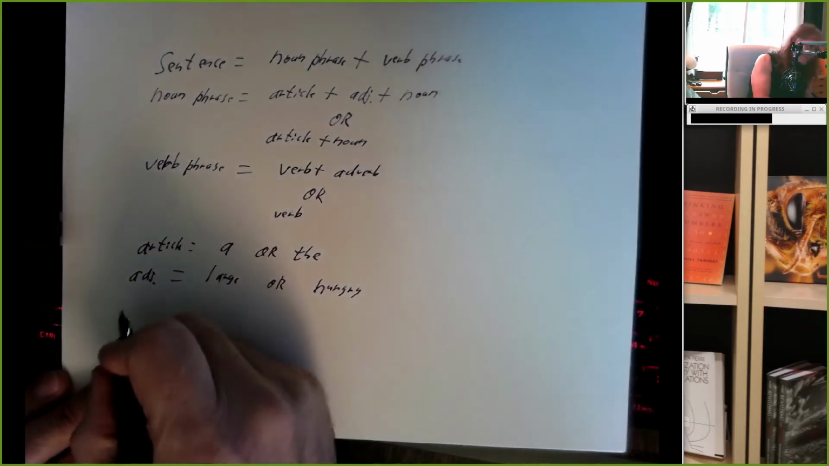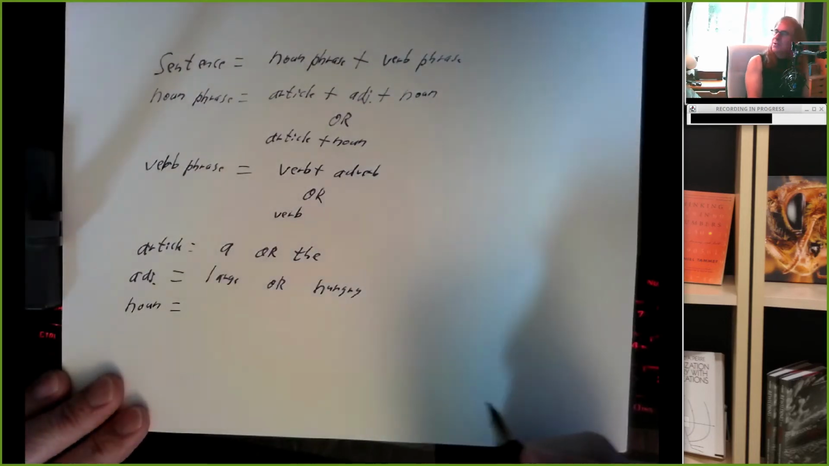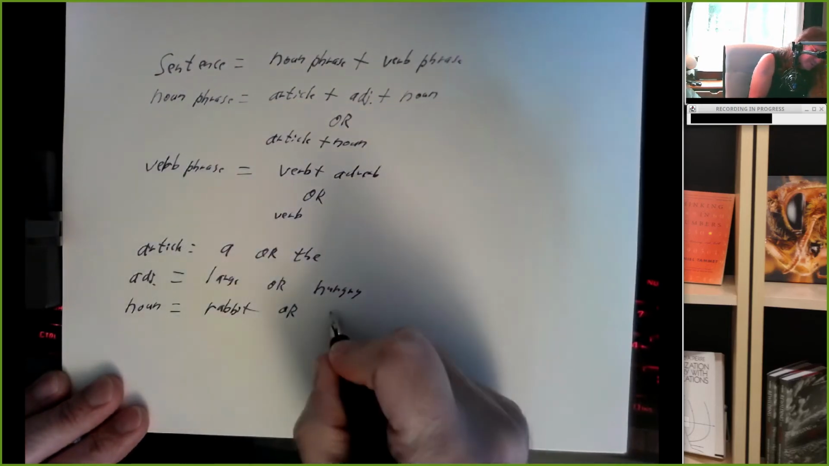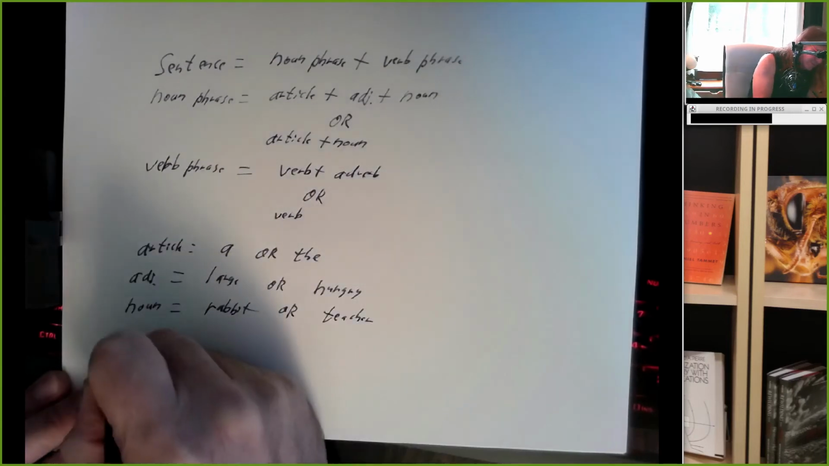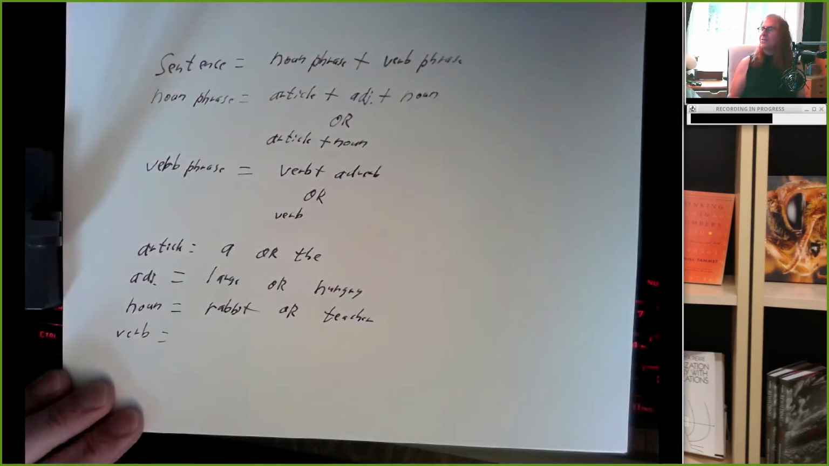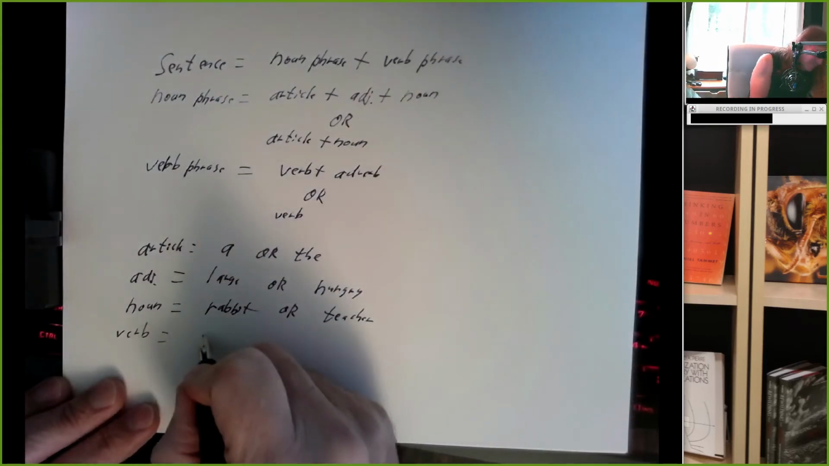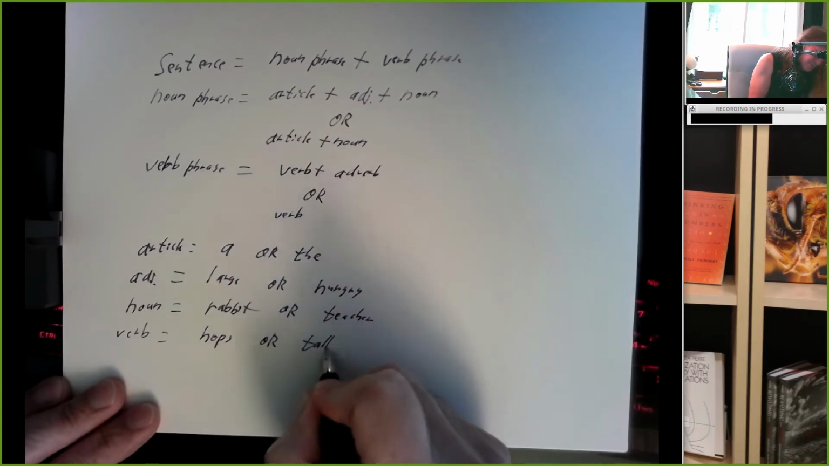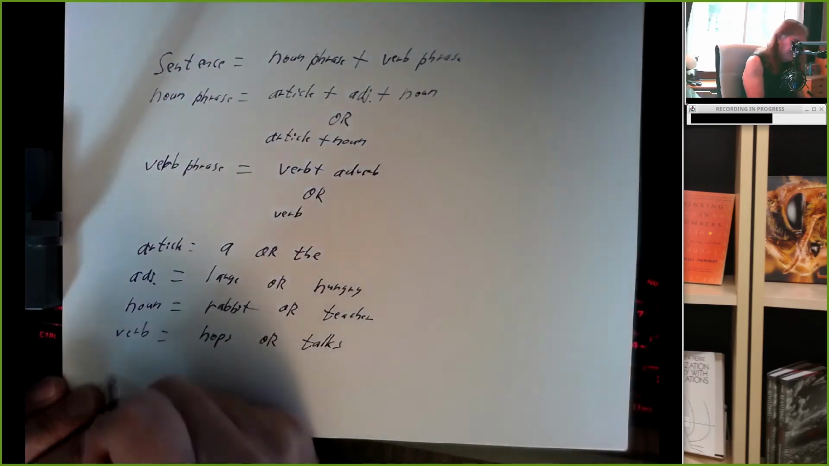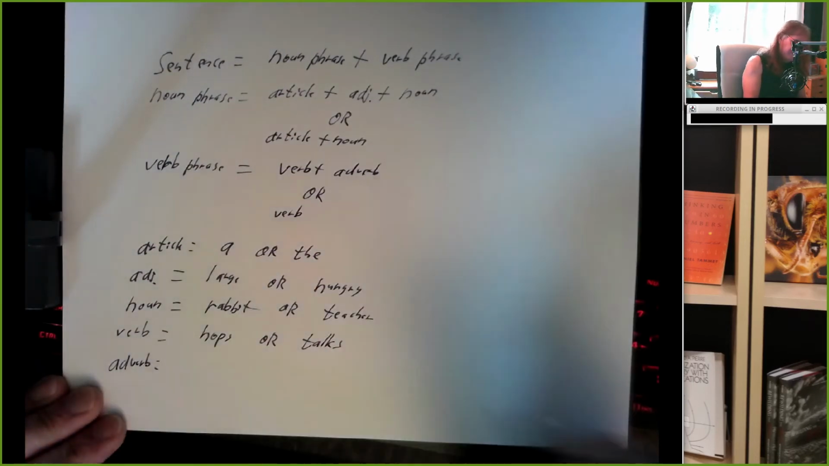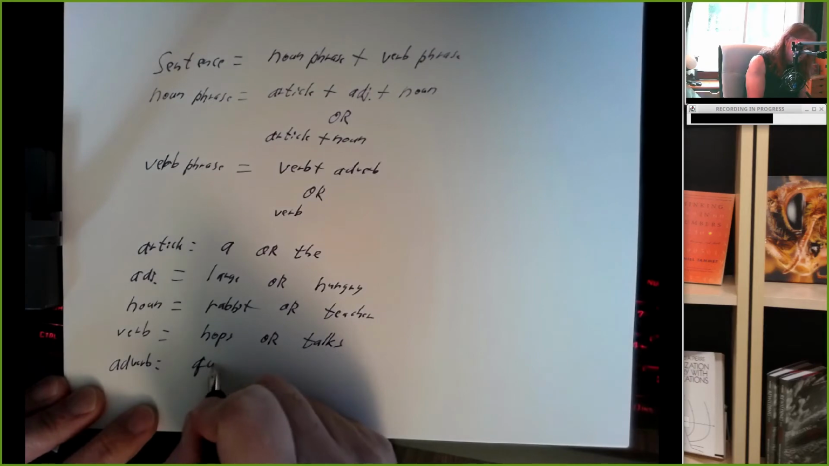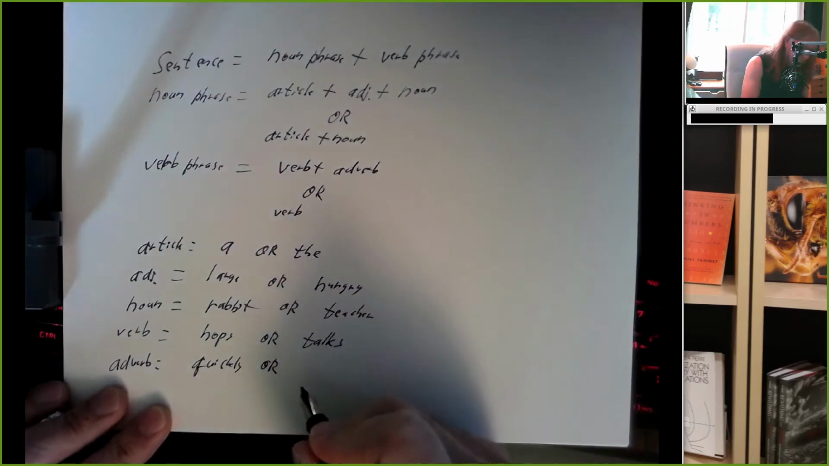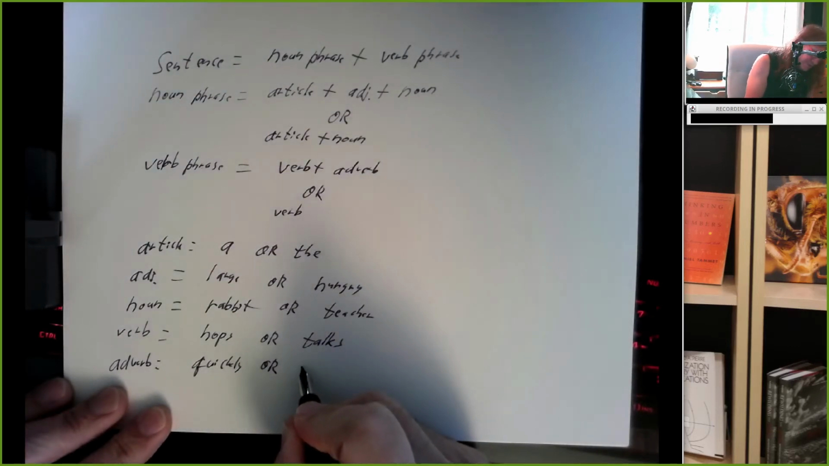All right, a noun is going to be a rabbit or a teacher. And a verb is going to be hops or talks. And an adverb is going to be quickly or wildly.